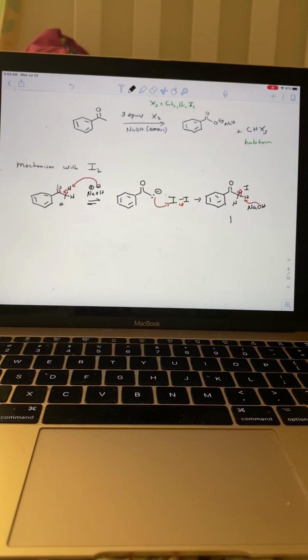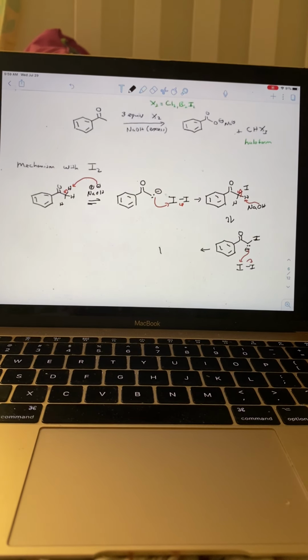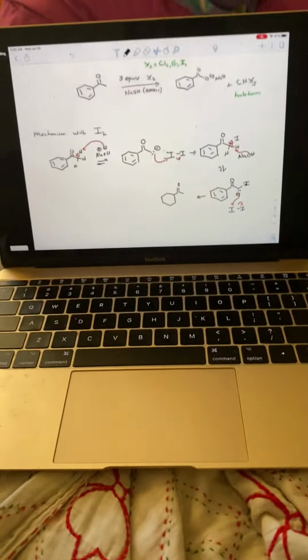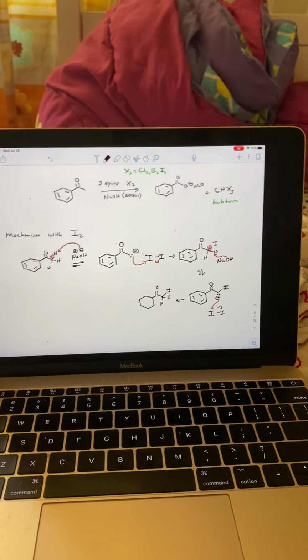Let's generate our enolate. So we have the iodine there, like an H on the side. I'll just have the other hydrogen disappear for this. Let's have this react with iodine again. Carbonyl group, 2 iodines. Hydrogen remains.